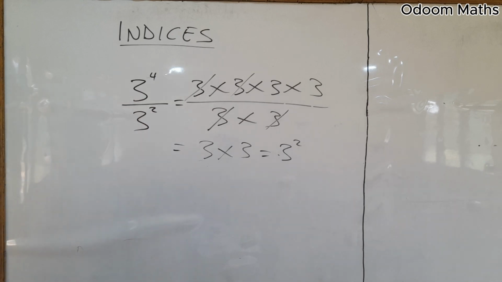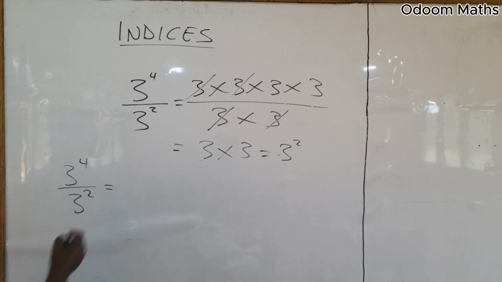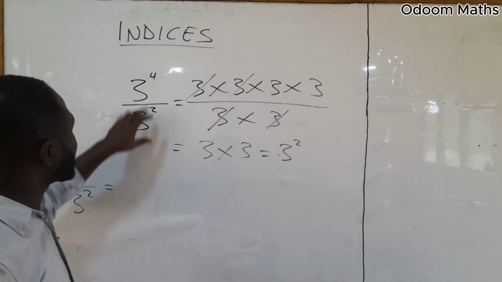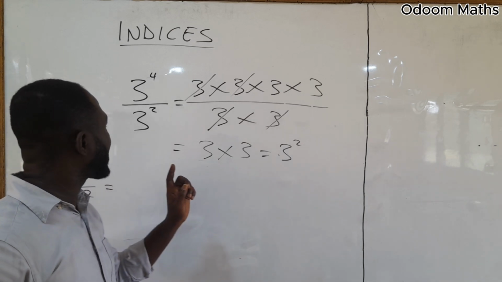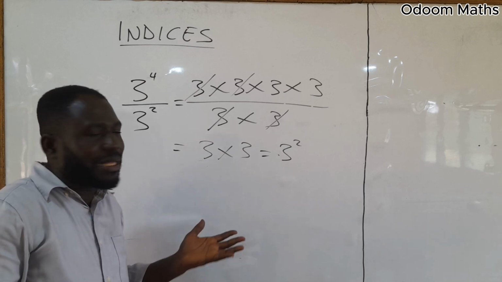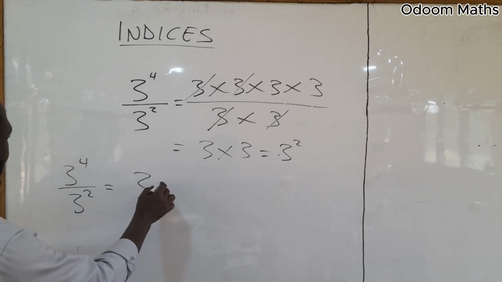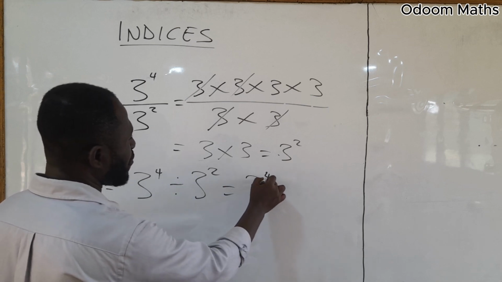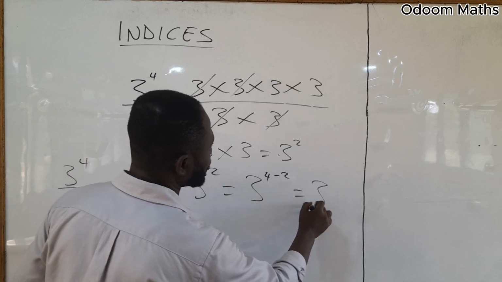Now somebody can also say that when you have 3 to the power 4 divided by 3 to the power 2, looking at this, you have four 3s and two 3s, but the answer is 3 to the power 2. It means that when you have 4 and 2 and you are getting 2 as an answer, maybe subtraction happens. So let's see. This is 3 to the power 4 divided by 3 to the power 2, and this is going to be 3 to the power 4 minus 2, because 4 minus 2 will give us 2. So we have 3 to the power 2.